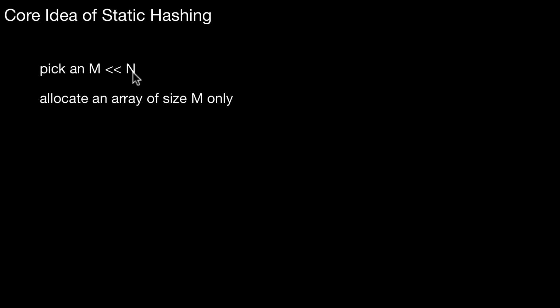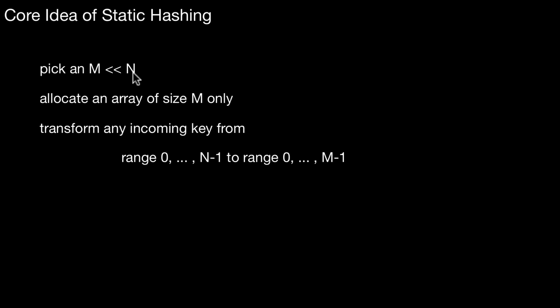What is static hashing doing? Rather than allocating an array of size n, it says, let's allocate something smaller, m, that's substantially smaller than n, typically. We allocate an array of size m only, but then we transform the incoming key from the original key space, from 0 to n minus 1, to this smaller range from 0 to m minus 1.